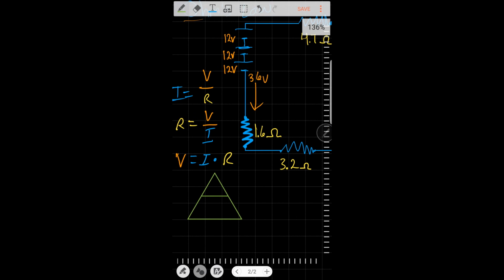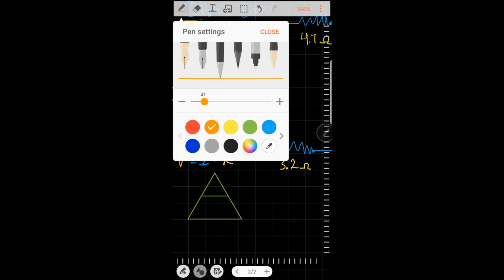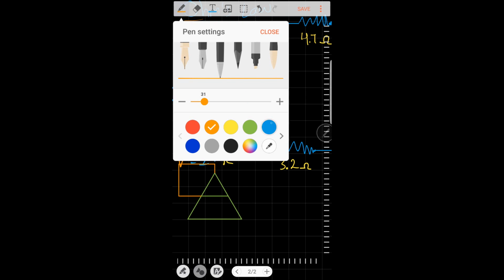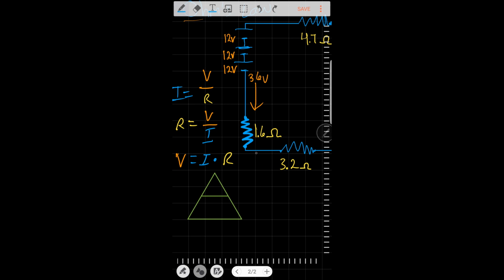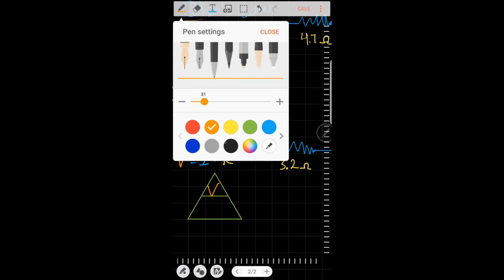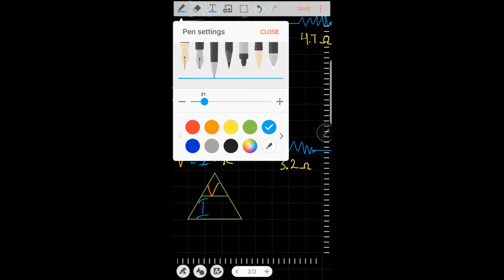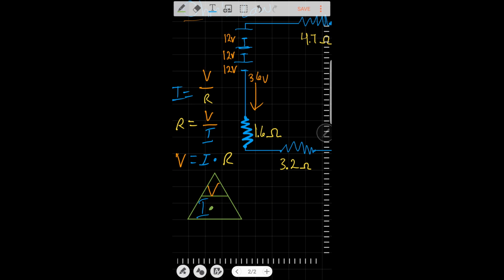And in this triangle, I'm going to have my voltage, and then I'm going to have my current. Well, messed up there. Voltage there. Let's make that look prettier. Voltage, current, and then resistance. This is the triangle, the same thing as a density triangle.